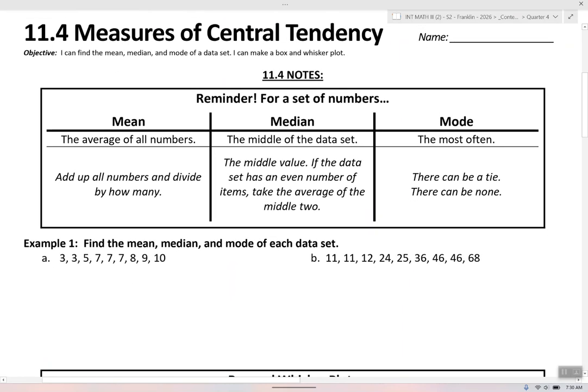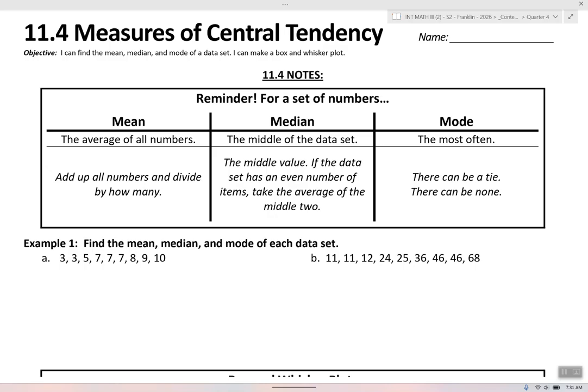familiar with. Now, the mean is the average of all the numbers, so we add them all up and divide by how many. The median is the middle of the data set, so however many numbers there are, it's the middle value. Now, if the data set has an even number of items, we'll take the average of the middle two. And the mode is the number that appears the most often. There can be a tie. There can also be no mode.